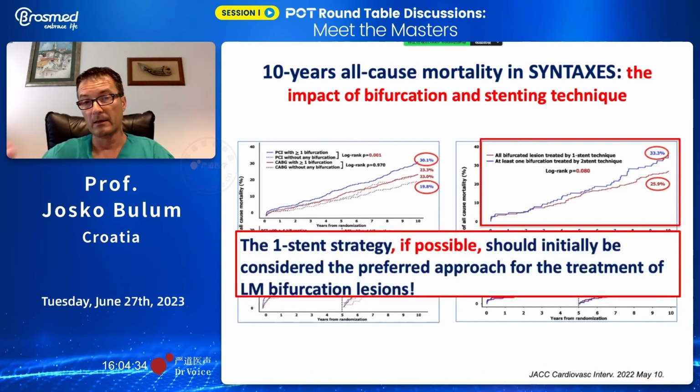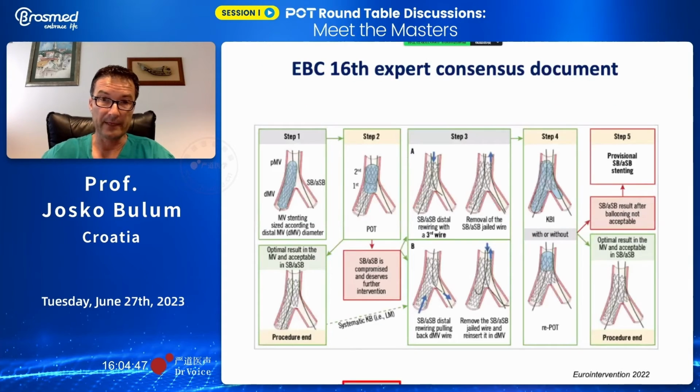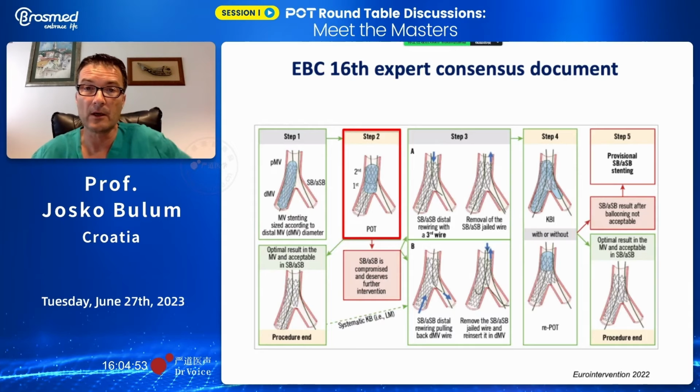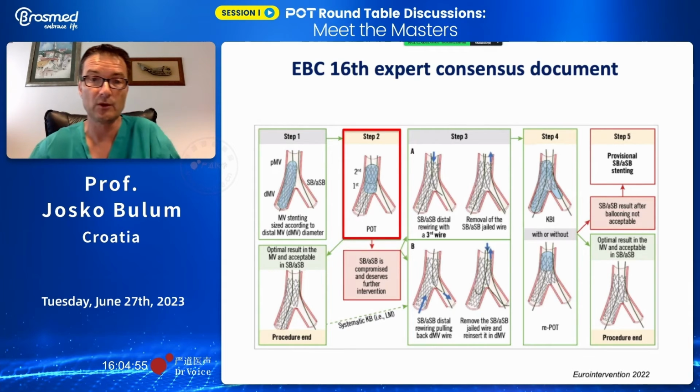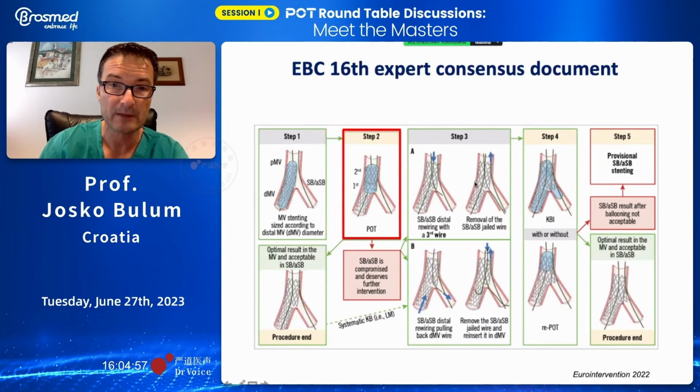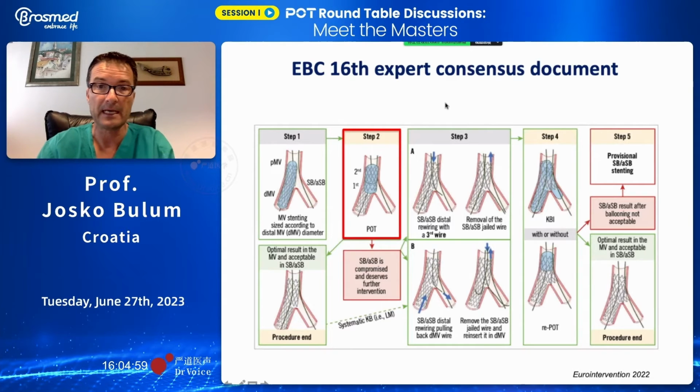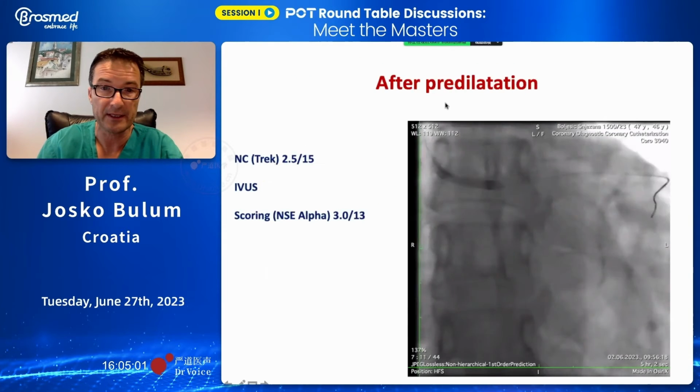So the authors suggest, and this is also our approach at our center, that the one stent strategy, if possible, should initially be the preferred option for the treatment of left main bifurcation lesions. And when you look at the Bifurcation Club recommendations, the most important step in provisional stenting is to do proper proximal optimization technique after the main vessel stent implantation.